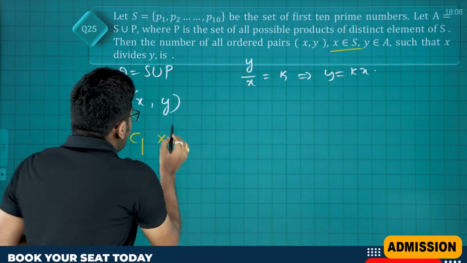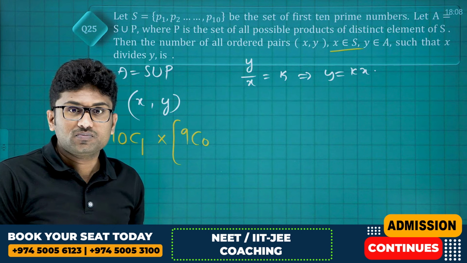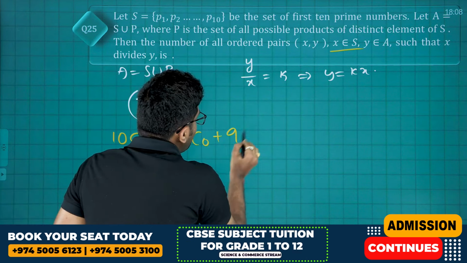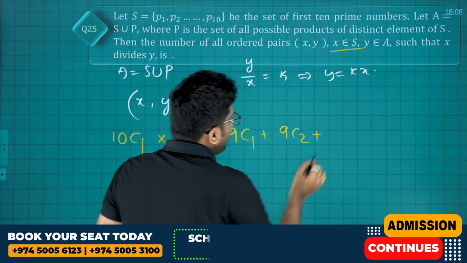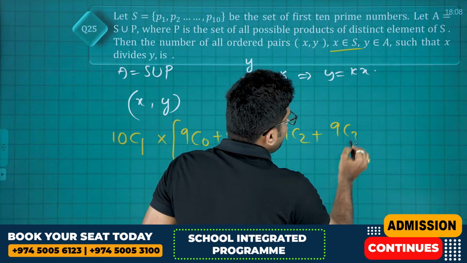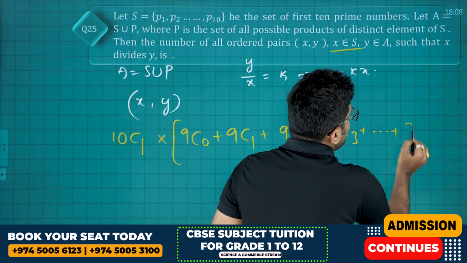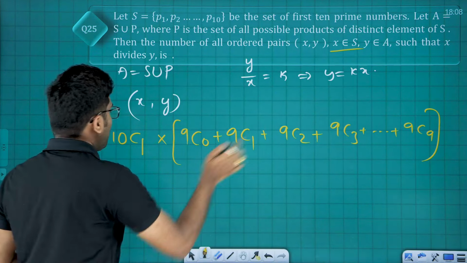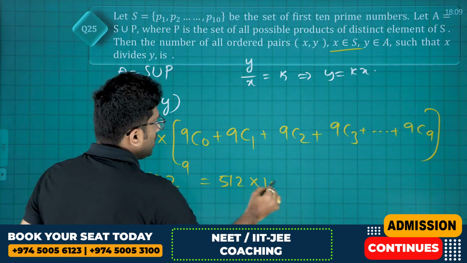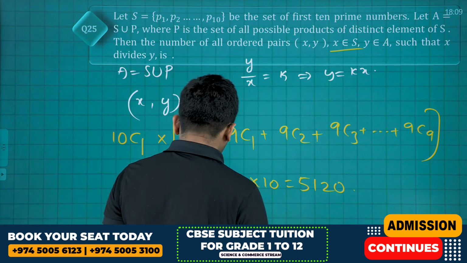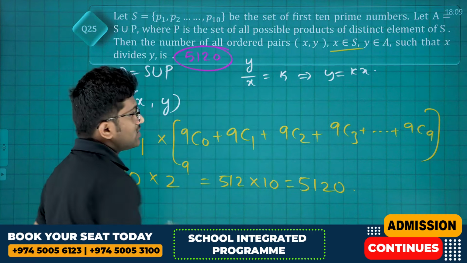That means y can take no element from 9, or one element from 9, or two elements from 9, or three elements from 9. Even if we take three elements, the product will be only one, and so on, up to 9C9. This is the sum of binomial coefficients, friends, that is 2 power 9. 2 power 9 is 512. 512 into 10 is equal to 5120, which is the answer. 5120 is the answer, friends.